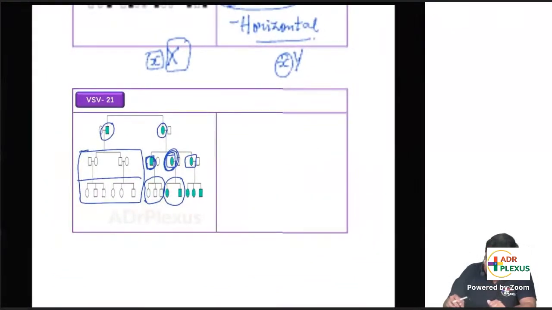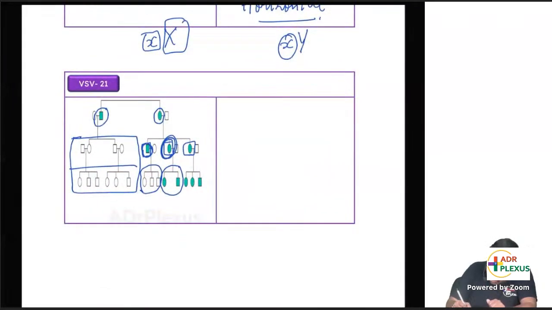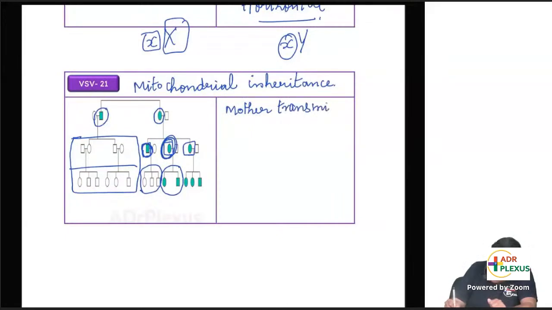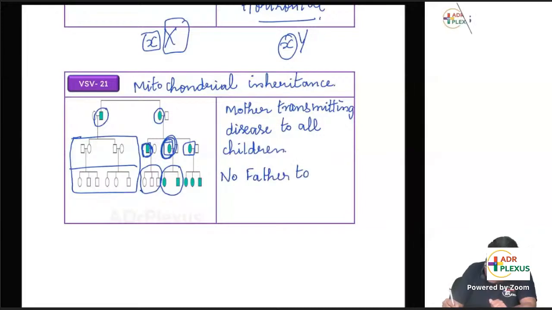So this pattern of inheritance is called mitochondrial inheritance. Mother transmitting the disease to all children, and there is no father to child transmission.